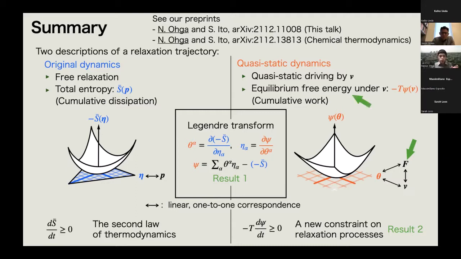Second, the newly introduced potential, the equilibrium free energy. So upon analyzing a relaxation process, we may be able to start from its equilibrium properties. So we calculate the equilibrium free energy and the external field, and then we perform the Legendre transform to get information about the non-equilibrium dissipation. So in this way, it may give a new connection between non-equilibrium and equilibrium properties of a system.